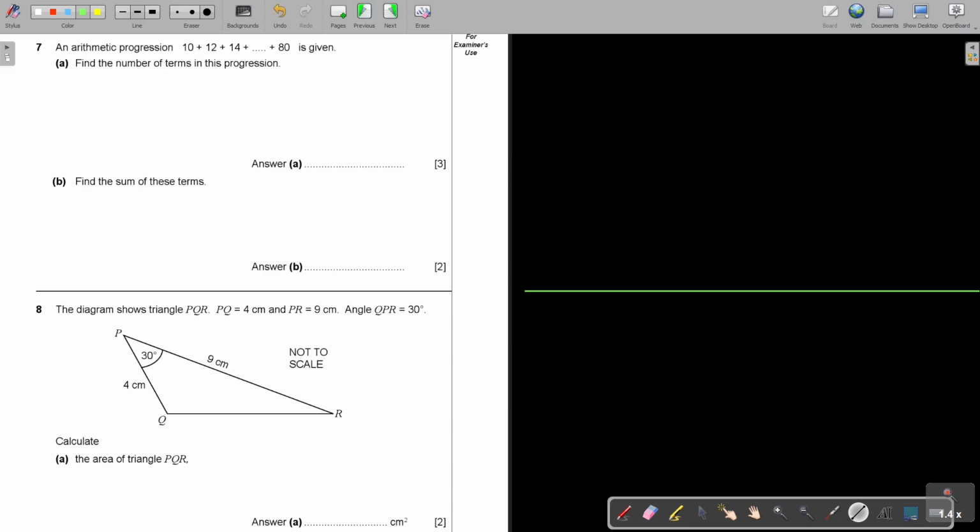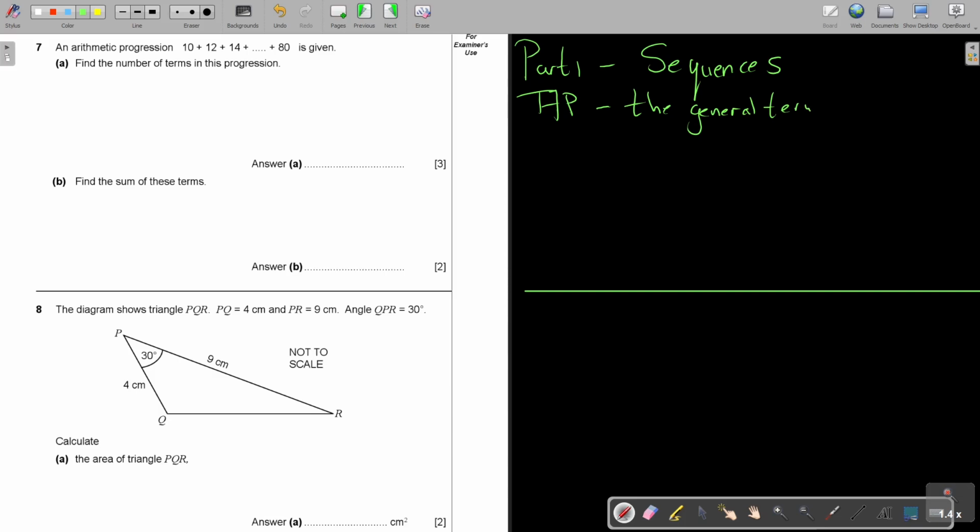We will find it still in part 1, and that's sequences, and there's the general term of an AP. It's on page 212. You can look at example 41. That will help you in the y equals mx plus c mathematics textbook.